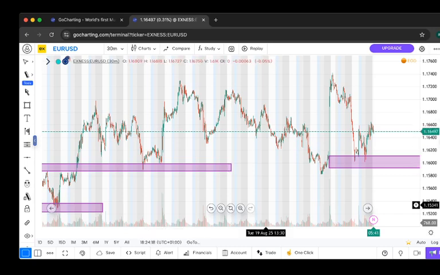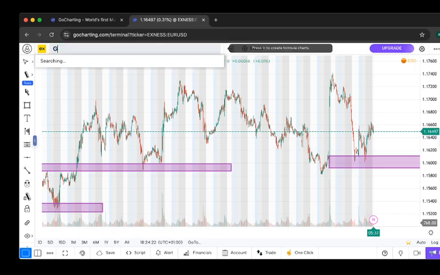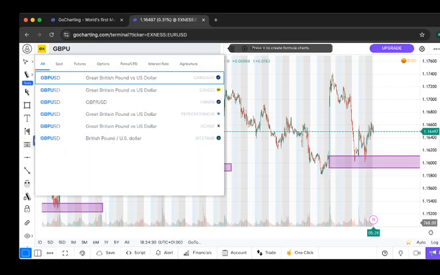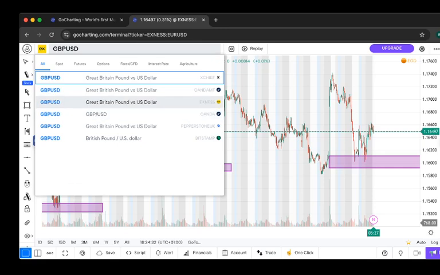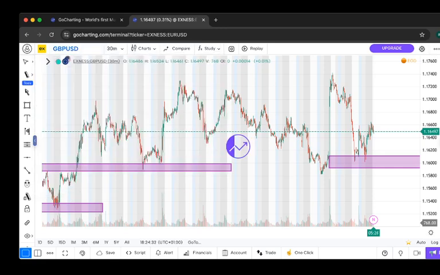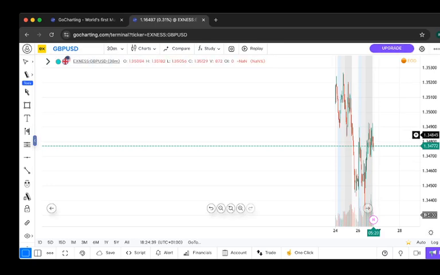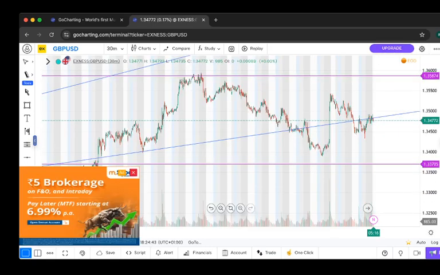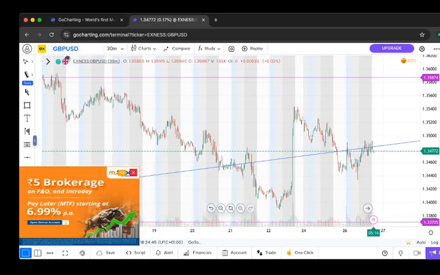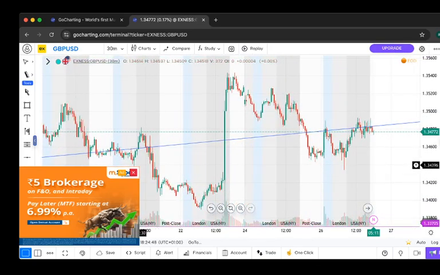Then also let's see GBP USD. I'm just trying to explain this supply and demand zone using different currency pairs just to show you how easy it is to spot these zones. So this is GBP USD. Pardon my drawings. I already have some analysis on this pair currently.